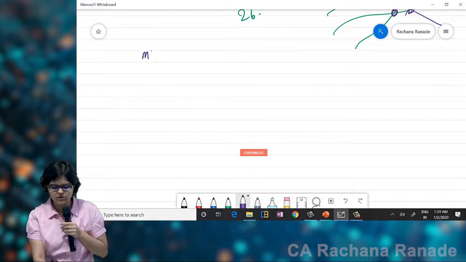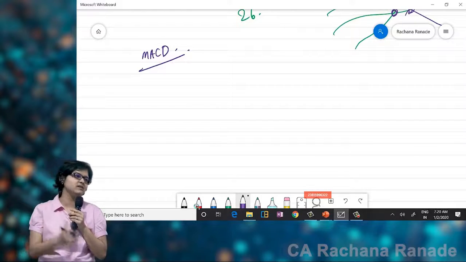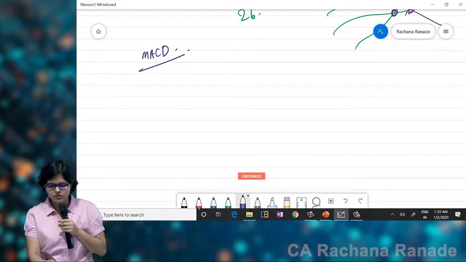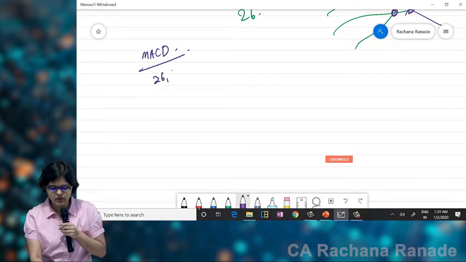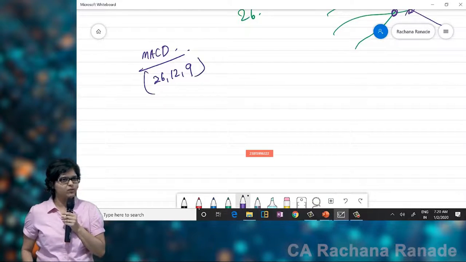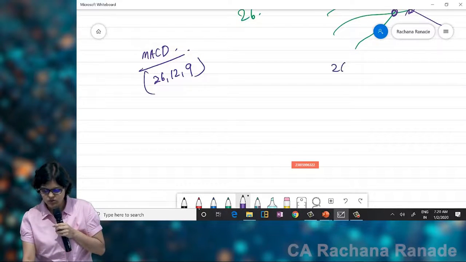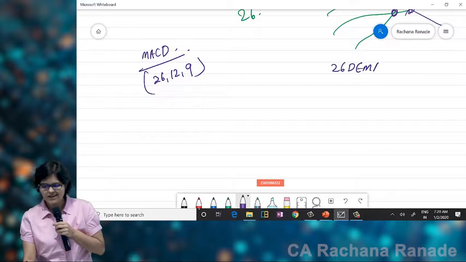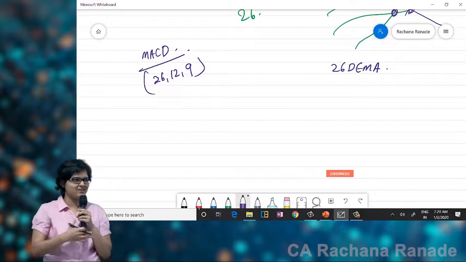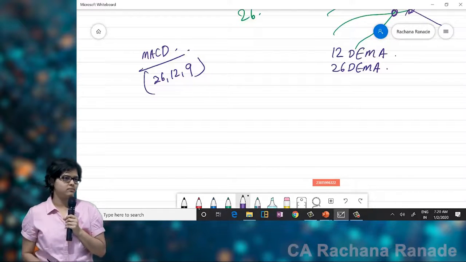Then we had talked about the MACD concept. What is MACD? Moving averages, convergence, divergence concept. And in this, we talked about 26, 12, 9 parameters. What was 26, 12, 9? 26 DEMA. And what was DEMA? Days exponential moving average. Correct? 26 DEMA, and we were subtracting this from 12 DEMA.